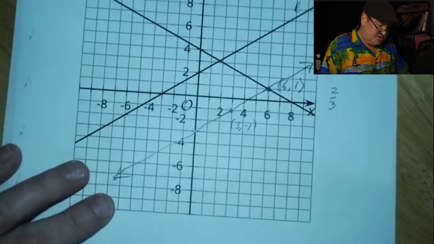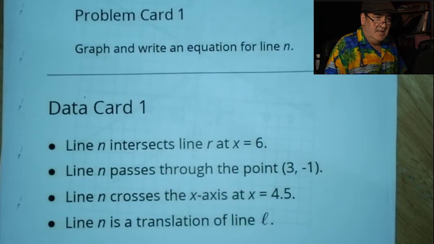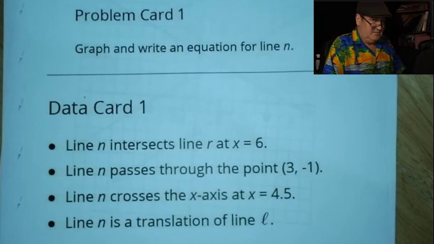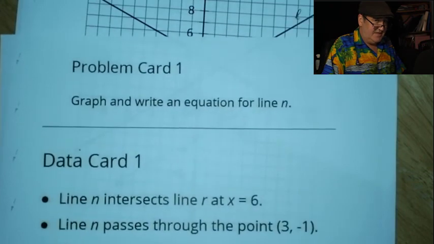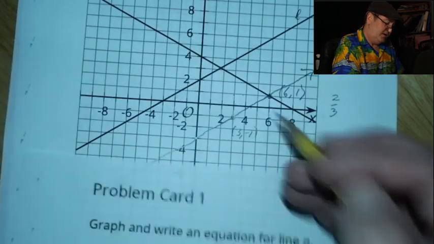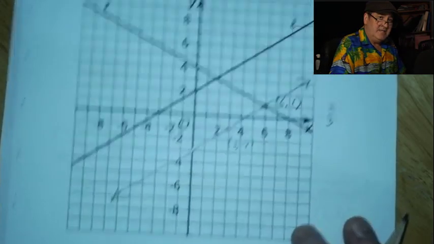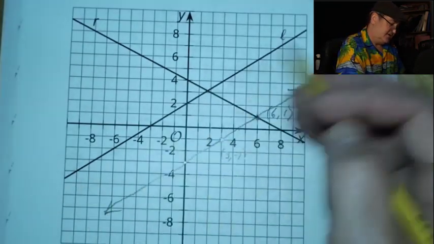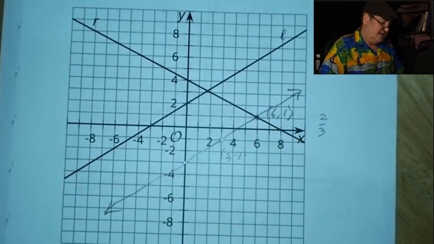Now it wants us to also write an equation. Let's see what our last piece of information is here. Line N is actually a translation of line L. So if we hadn't already figured out by this point, which we could have done with 2 points, just connecting those 2 points, we can see that it is a translation of L. It's got the same slope as L does.